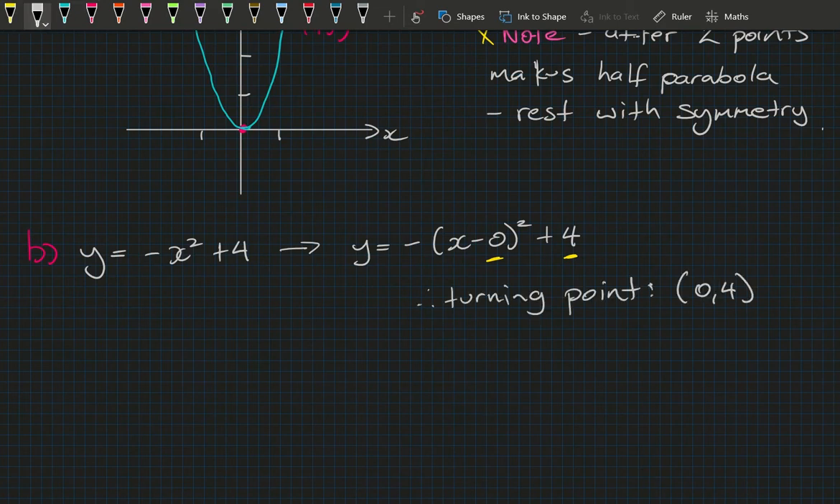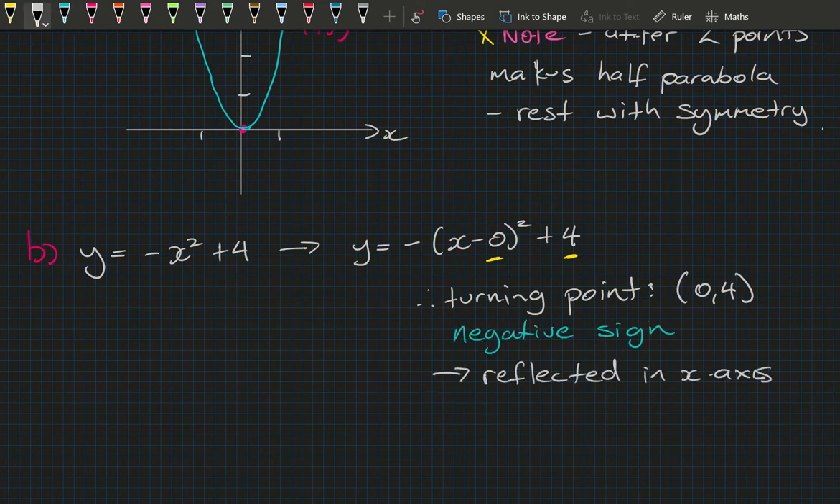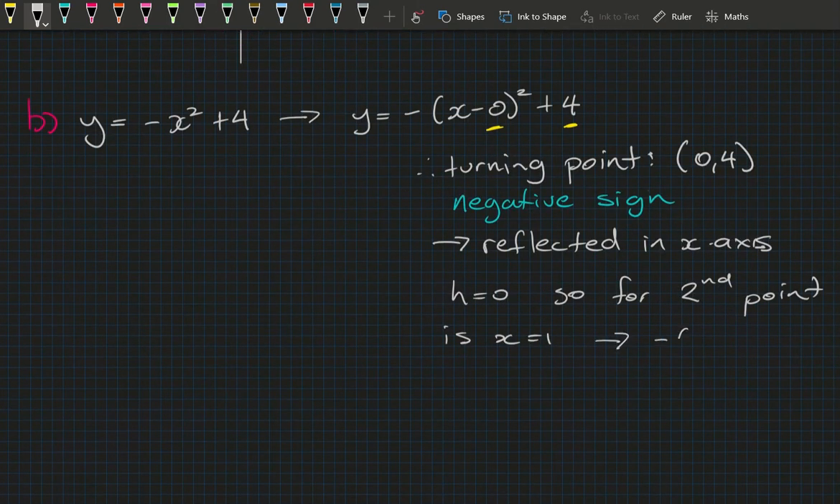Also note that there's a negative sign there, so that means it's reflected in the x-axis. And because h is equal to 0, that means our axis of symmetry is x equals 0. And so for the second point, we're going to go where x equals 1. And subbing that in, we get minus 1 squared plus 4, which is equal to 3. So then our second point is (1, 3).